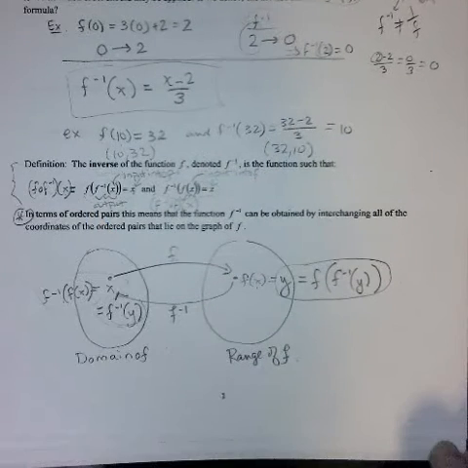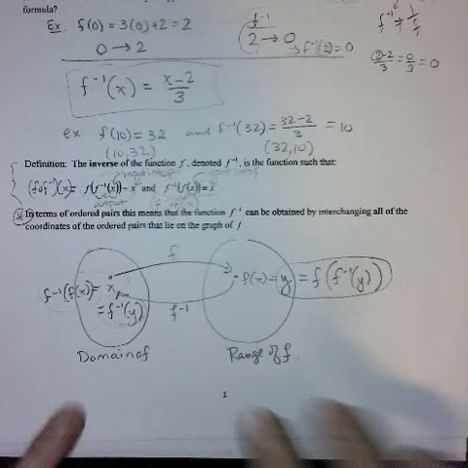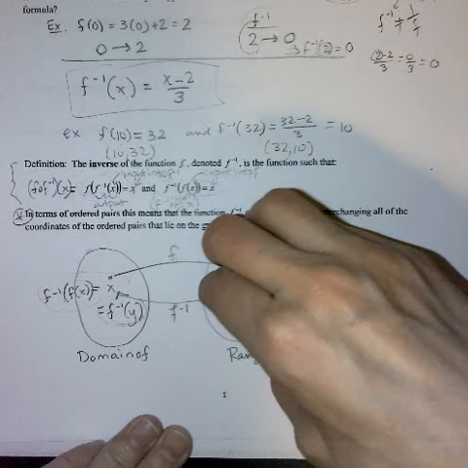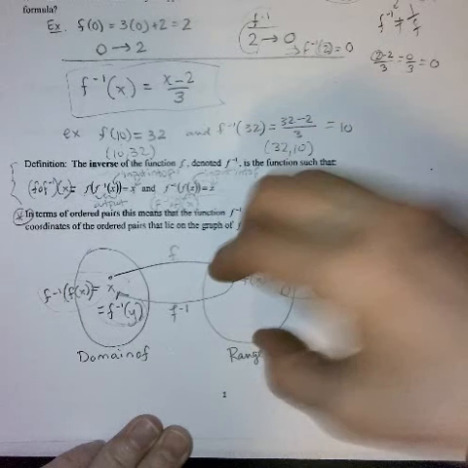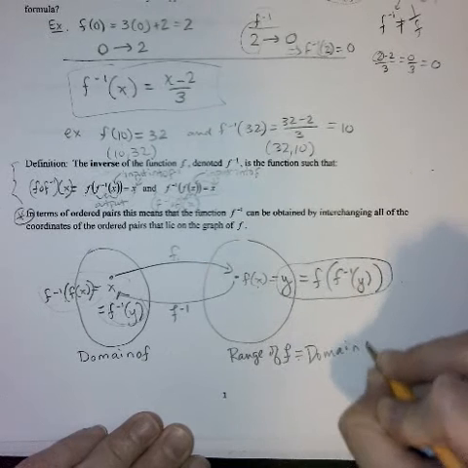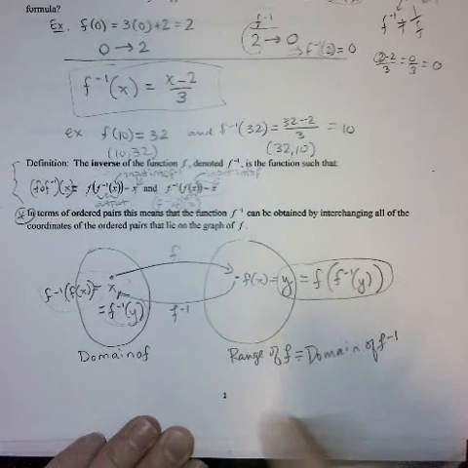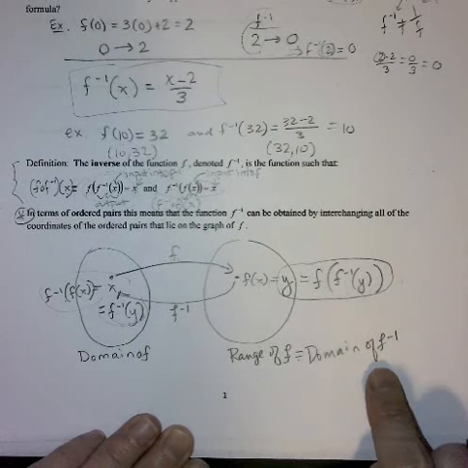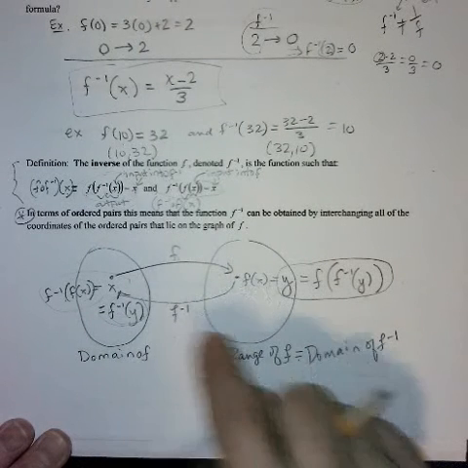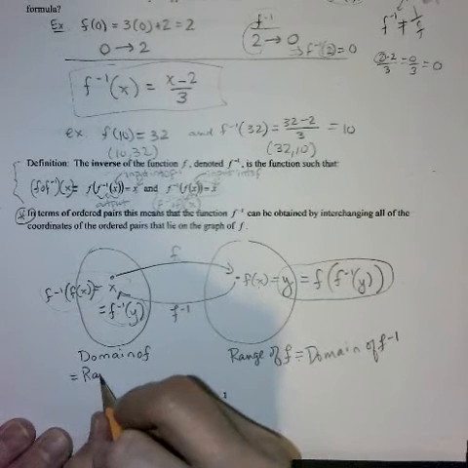And the other thing that we want to notice here is if we're thinking of this as our start, as our domain, it's the domain of f inverse, and that's going to be exactly the range of f. So with inverse functions, these two sets have to be equal, and then this ends up being the range of f inverse, and that's going to equal the domain of f.